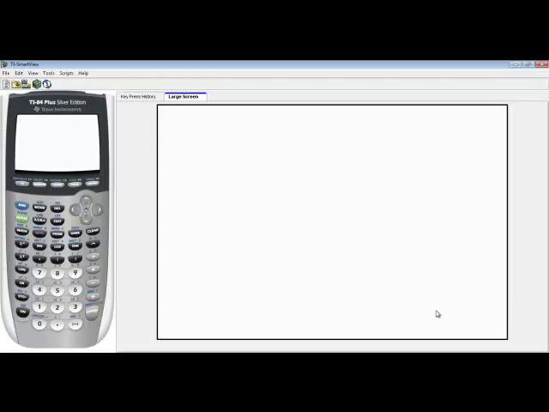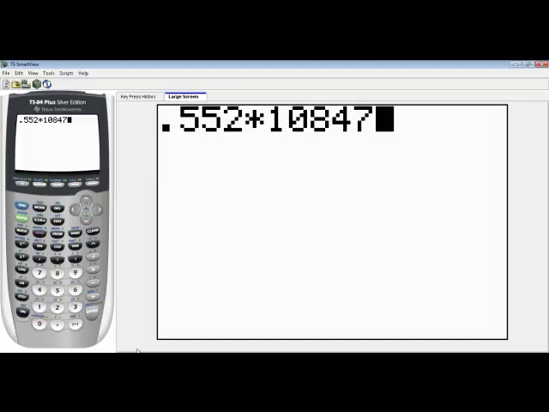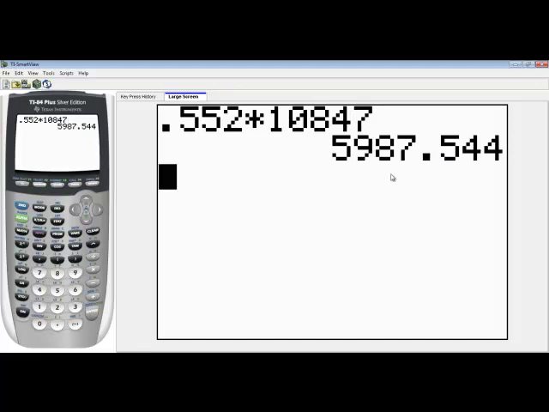Okay, so first thing I need to do is figure out what 55.2% of 10,847 is. So I'm going to do 0.552 times 10,847. And you do need to round this to a whole number, just whatever the nearest whole number is. 0.5 rounds up, so that's going to be 5988.